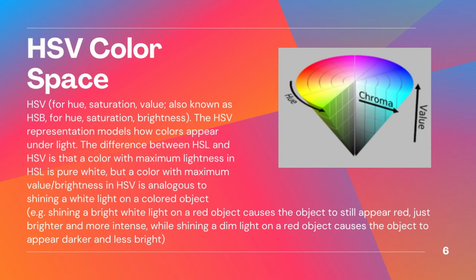HSV, for hue, saturation, value, also known as HSB, for hue, saturation, brightness. The HSV representation models how colors appear under light. The difference between HSL and HSV is that a color with maximum lightness in HSL is pure white, but a color with maximum value/brightness in HSV is analogous to shining a white light on a colored object. For example, shining a bright white light on a red object causes the object to still appear red, just brighter and more intense, while shining a dim light on a red object causes the object to appear darker and less bright.